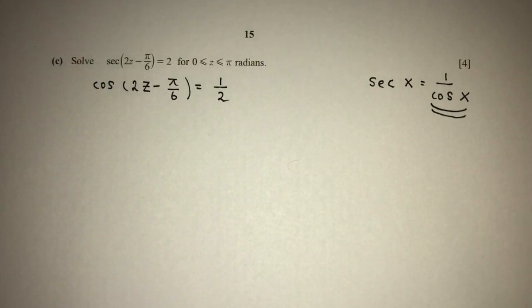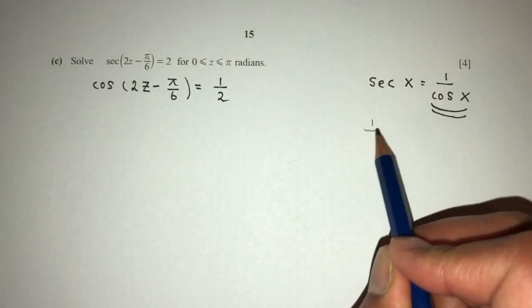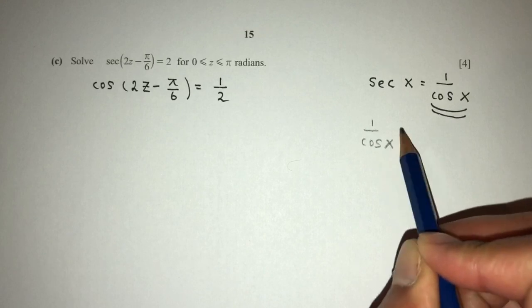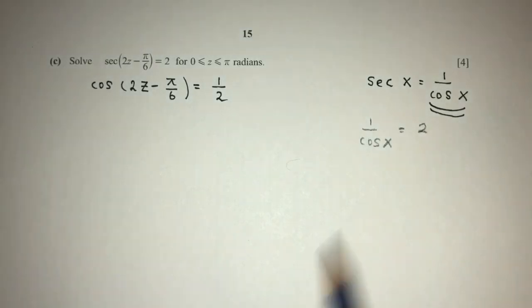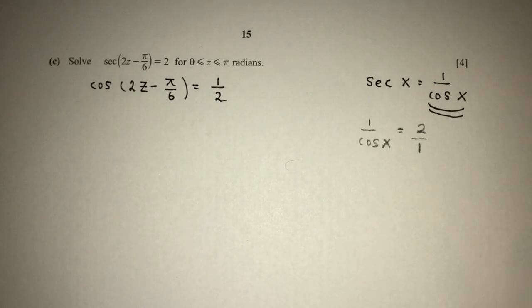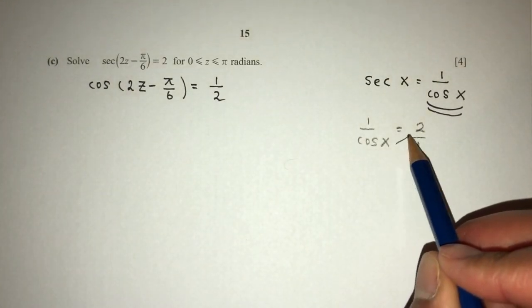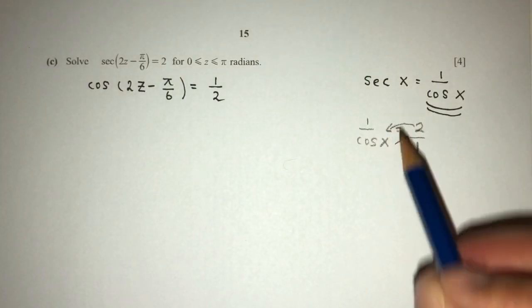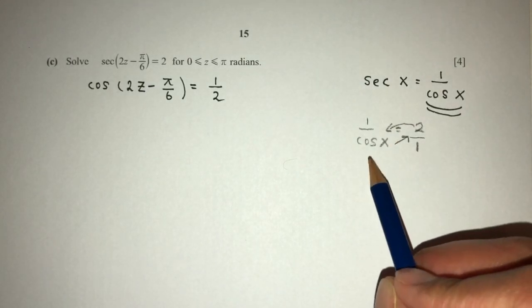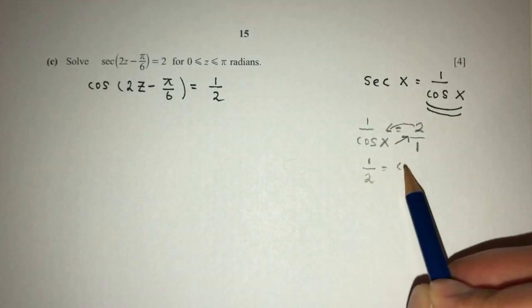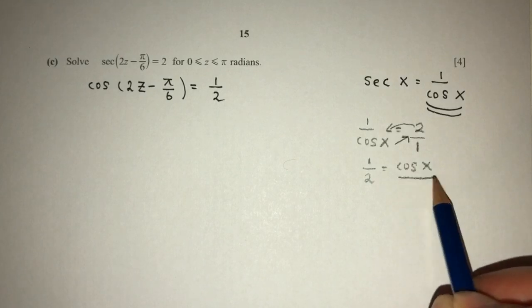So first thing, let's assume this angle is x. For example, that will be 1 over cos x equal to 2. What is 2? 2 is 2 over 1. So we can simply cross multiply. We send this over here, and we can send this over here. So you will have 1 over 2 equal to cos x over 1.